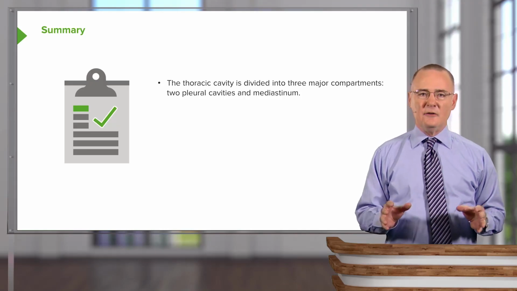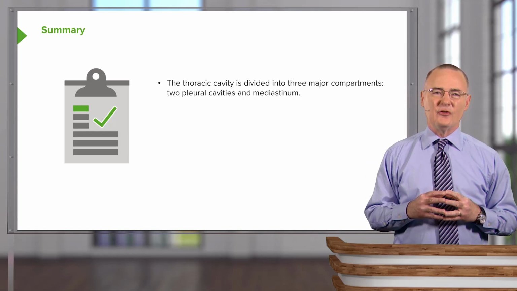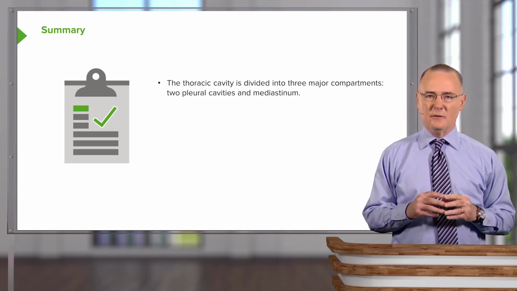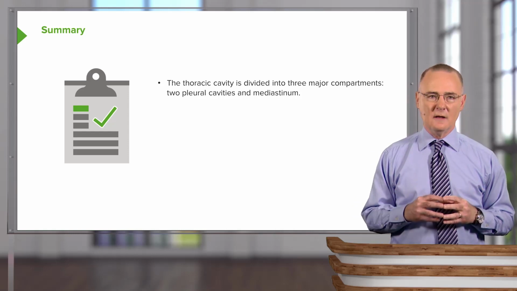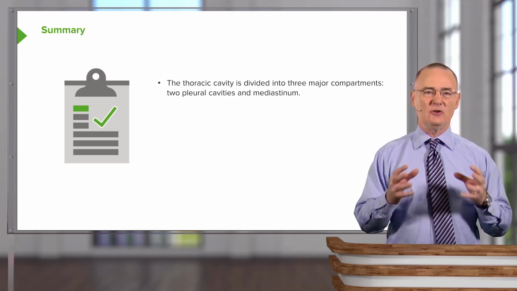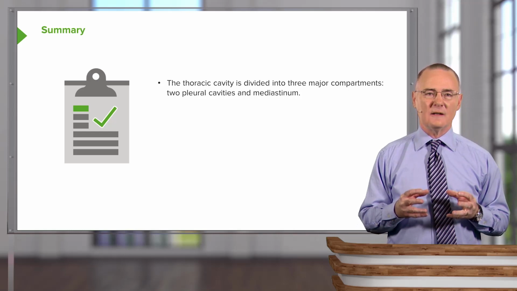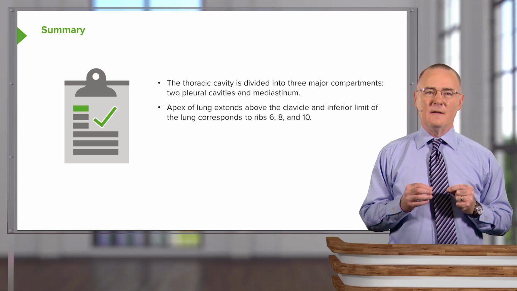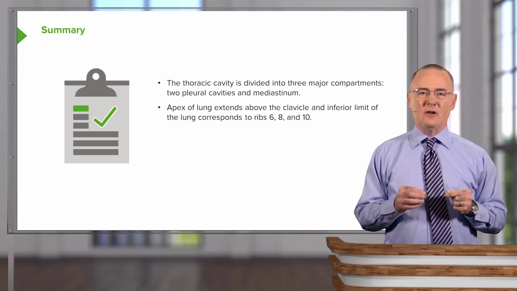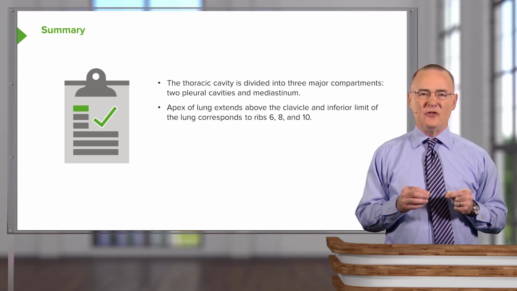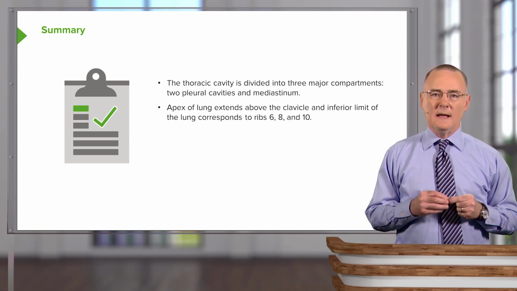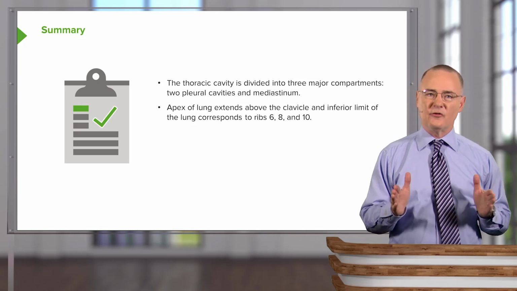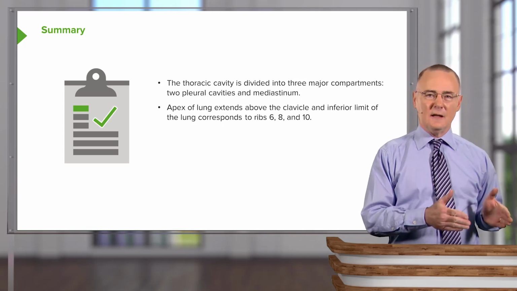Now let's summarize the key take-home messages. The thoracic cavity is divided into three major compartments. We have two pleural cavities, and we have that area standing between them in the middle of the thoracic cavity called the mediastinum. The apex of each lung extends above the clavicle to the level of C7 for the vertebral level, and the inferior limit of the lung will correspond to ribs 6, 8, 10.